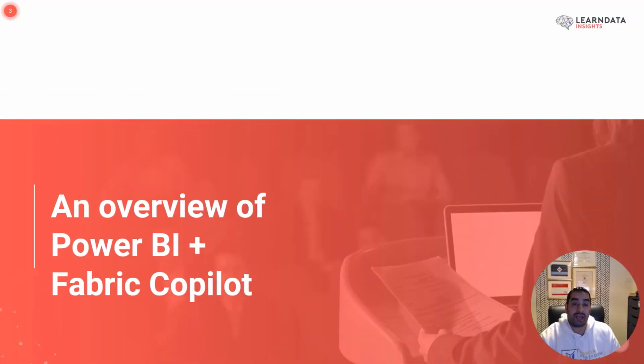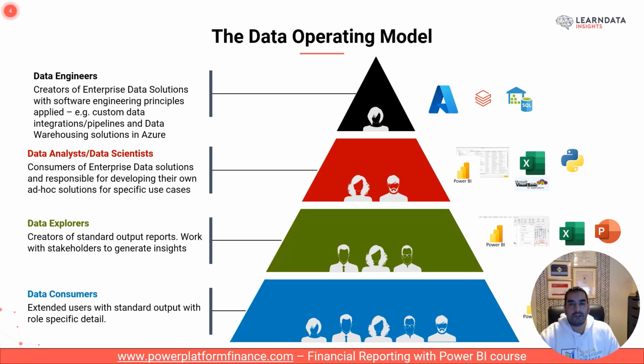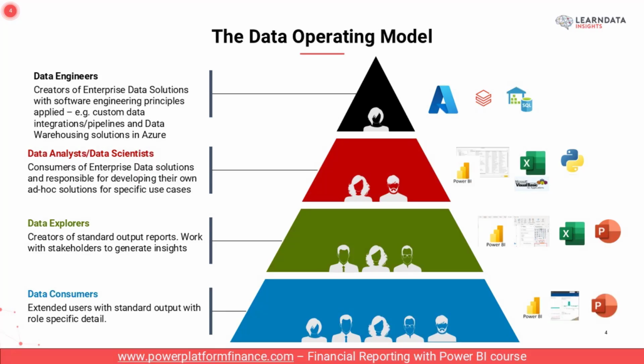Let's start with taking a look at a bit of an overview of Power BI and Fabric Copilot. To start, I want to provide a bit of context around how data roles in the traditional operating model work and how I see that as being different with Microsoft Fabric. So these data roles could be represented by this pyramid structure.